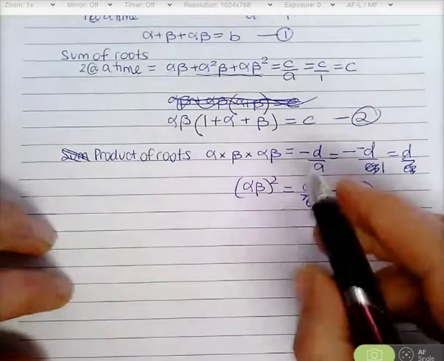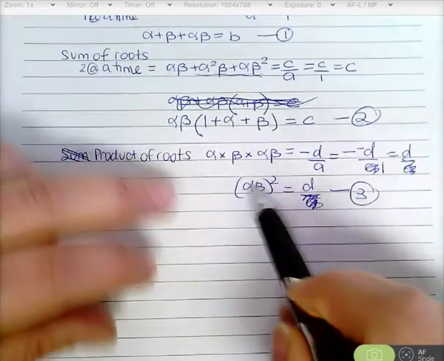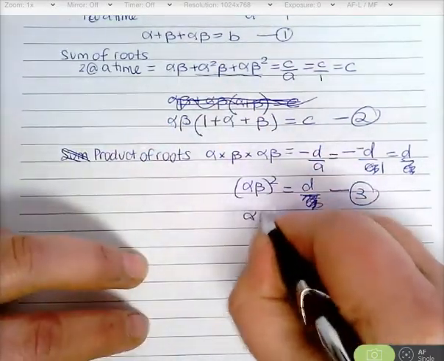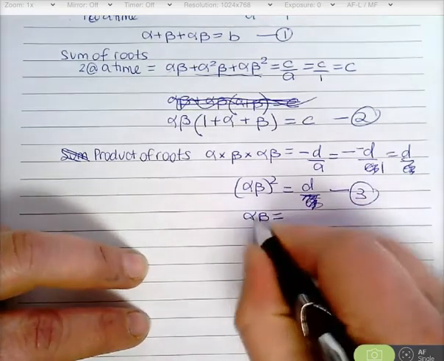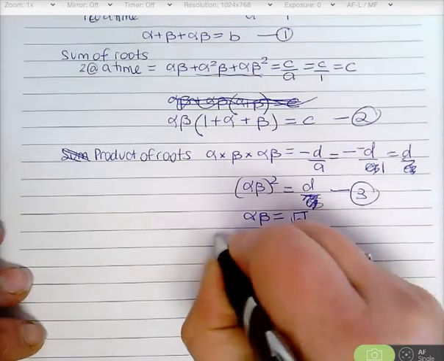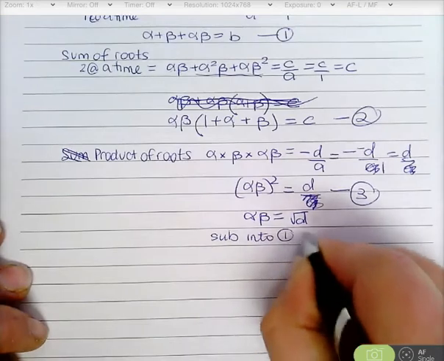Okay? Now, that means that we don't want to substitute for alpha times beta squared. We're just looking to substitute for alpha times beta. So if we just look over here, therefore alpha times beta would just be the square root of d. Okay? Now we can substitute that into equations 1 and 2.